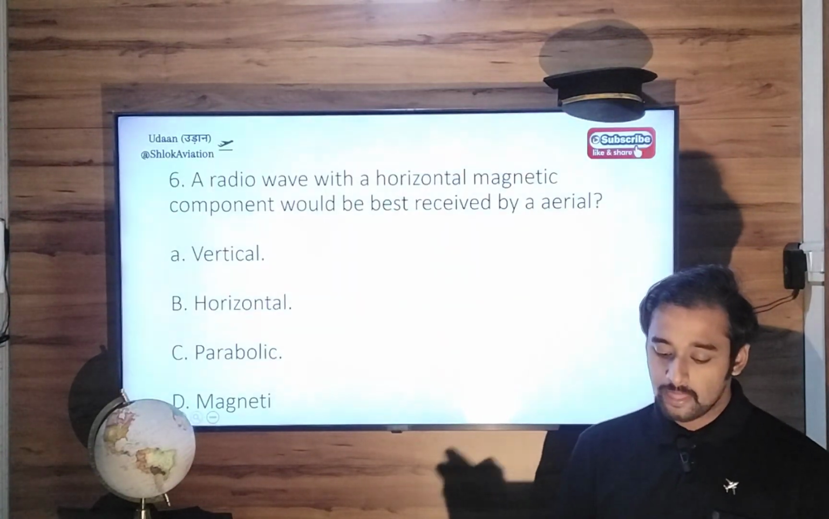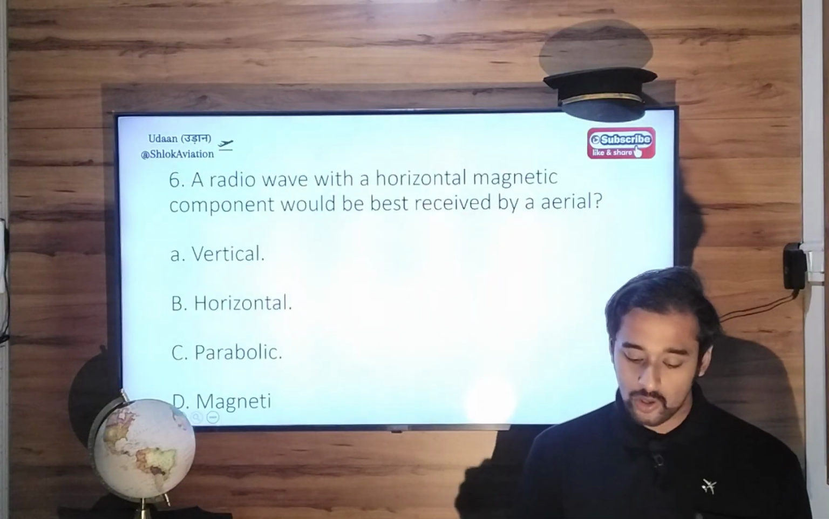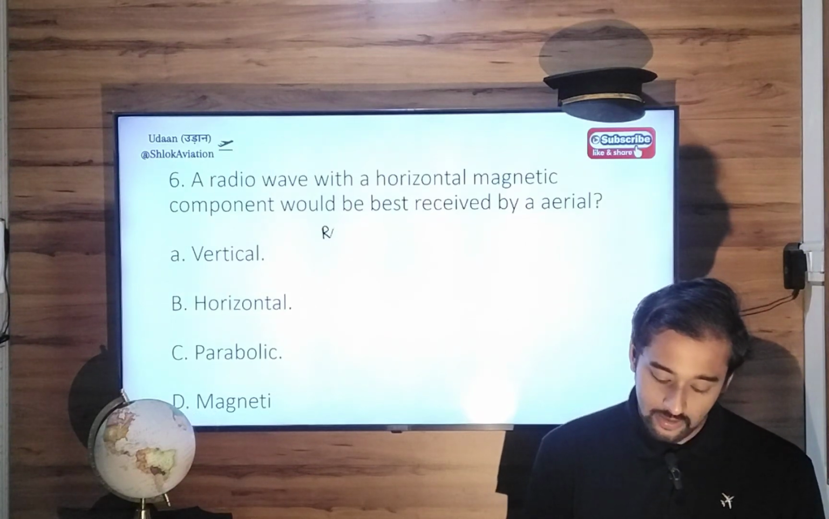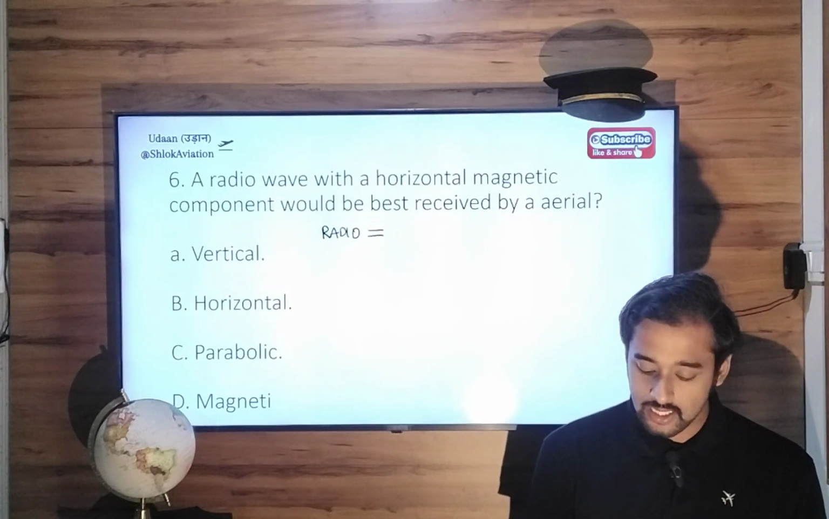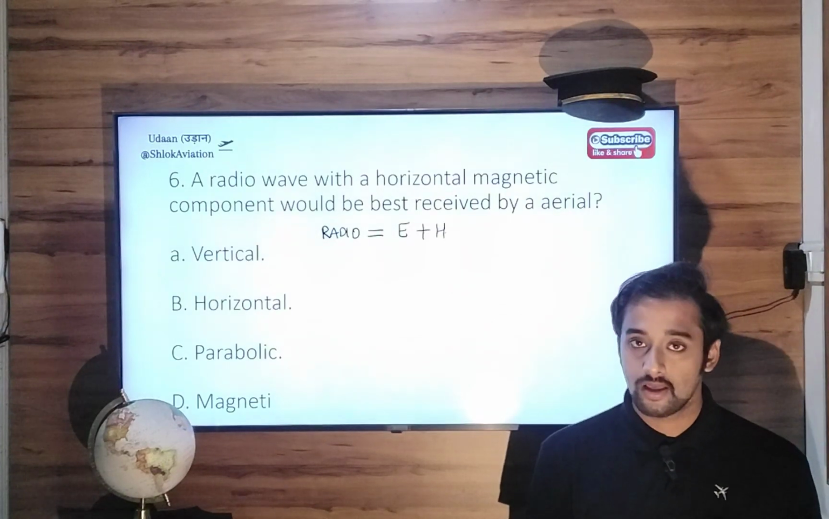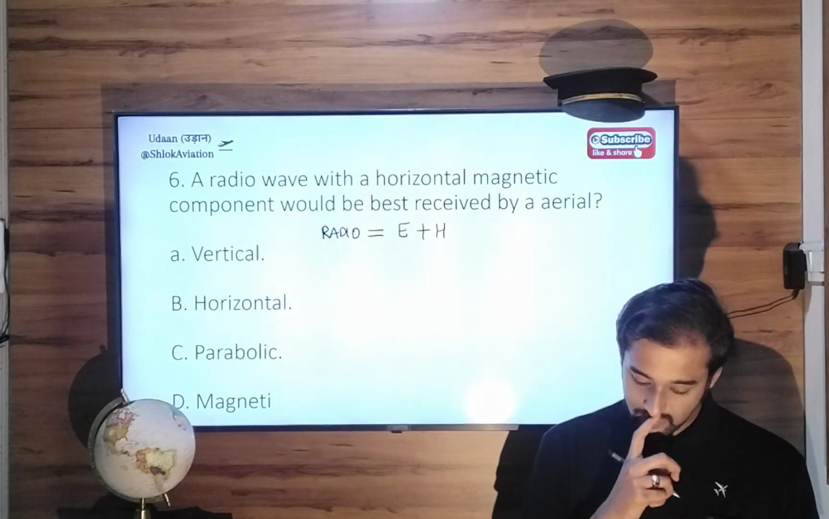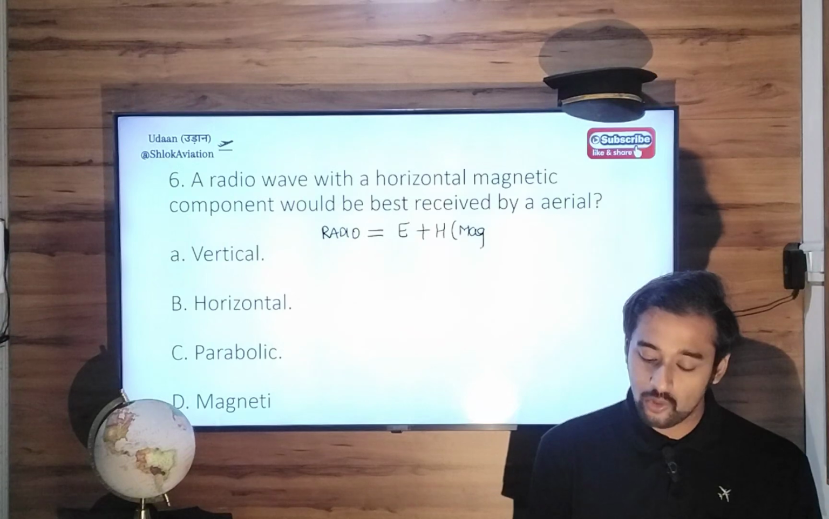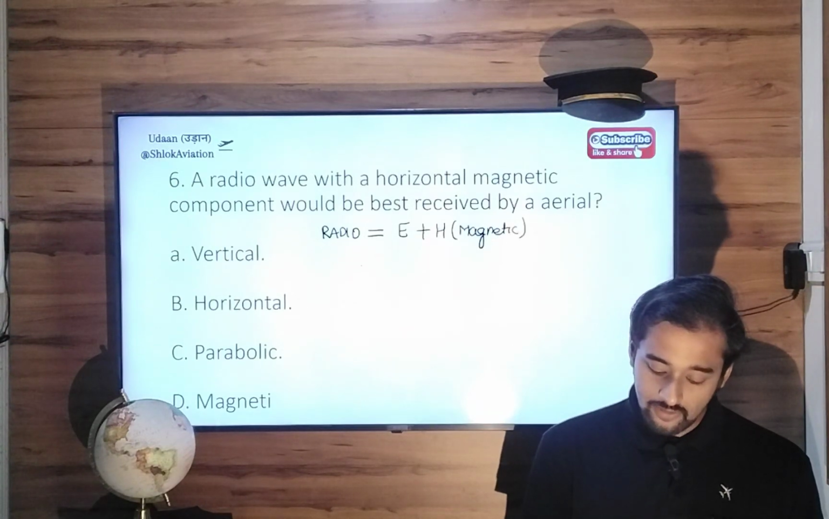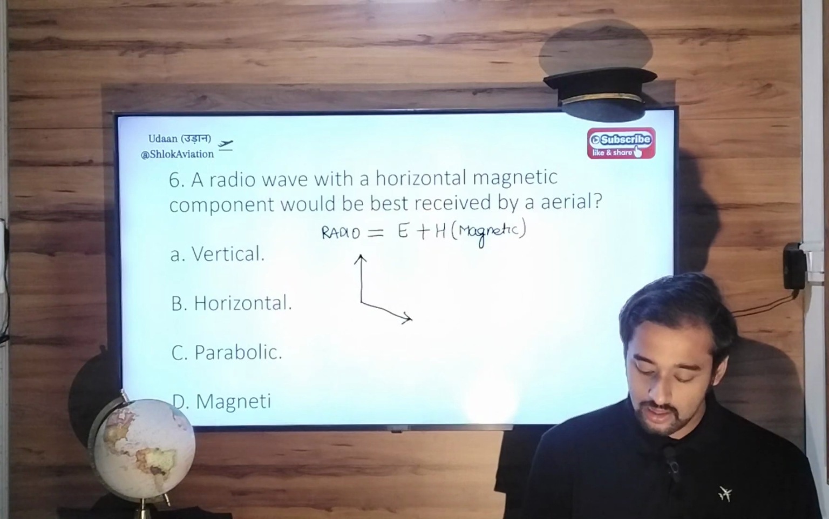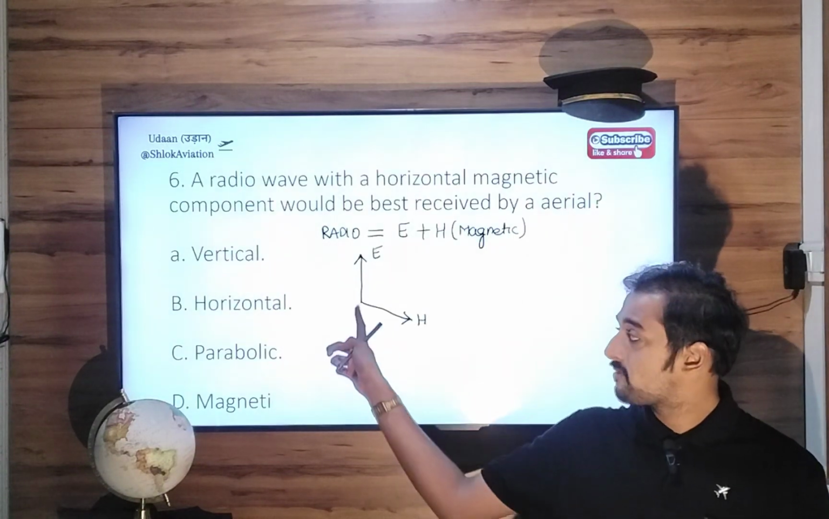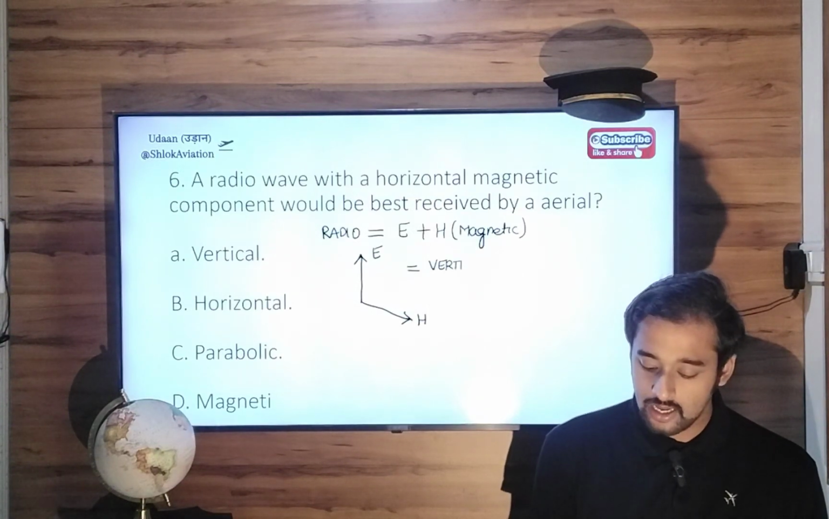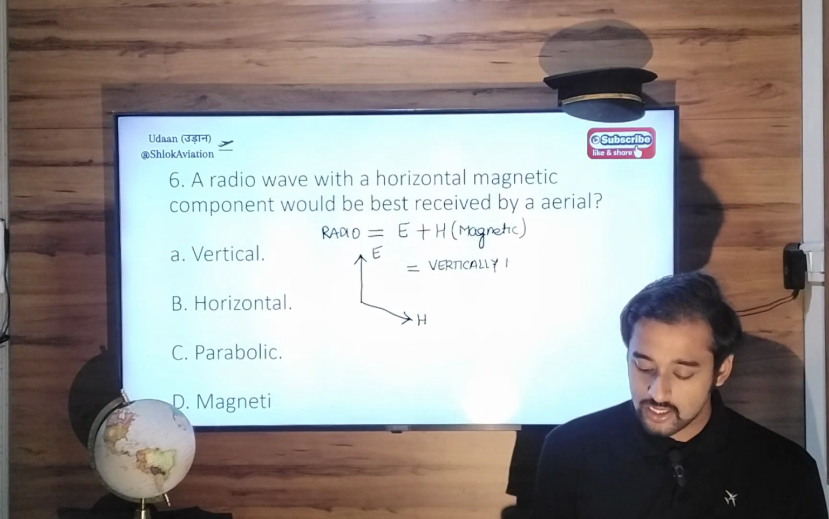Next, question 6. A radio wave with a horizontal magnetic component would be best received by what kind of aerial? So now a radio wave is made up of two components, electric and magnetic. If the electric component and magnetic component, so if the electric wave is vertical and magnetic wave is horizontal, we call this vertically polarized wave.